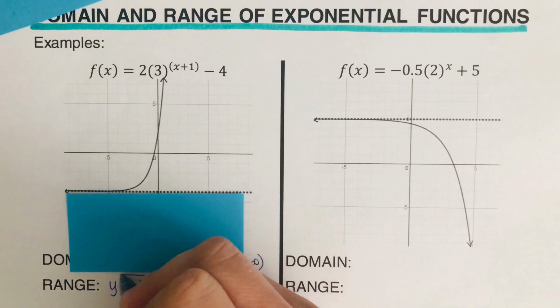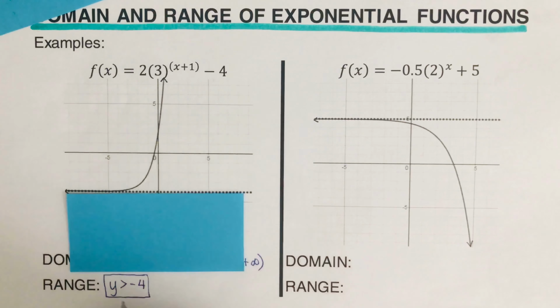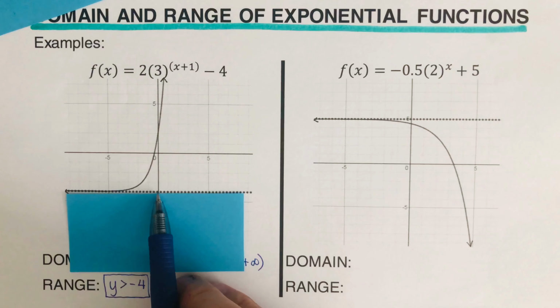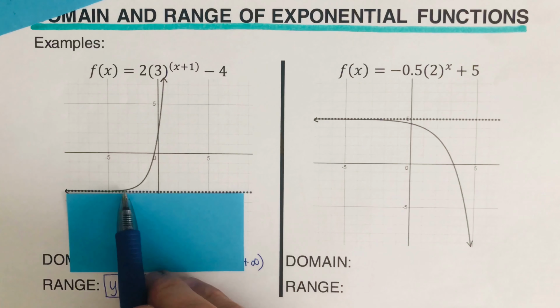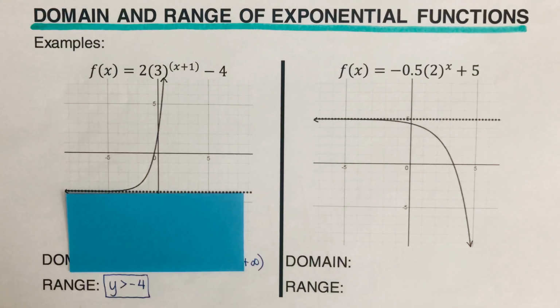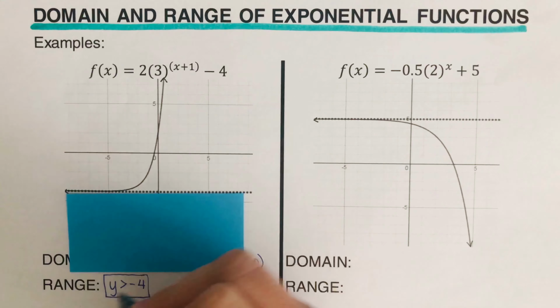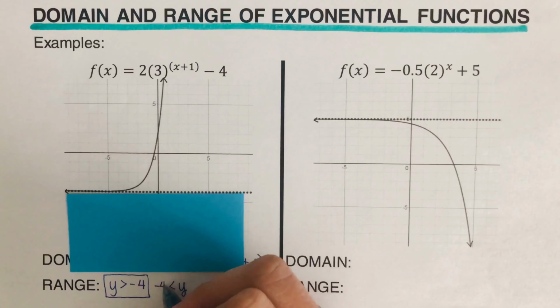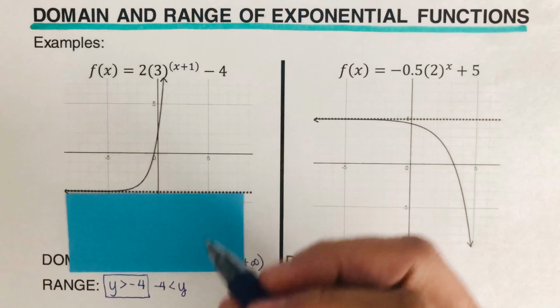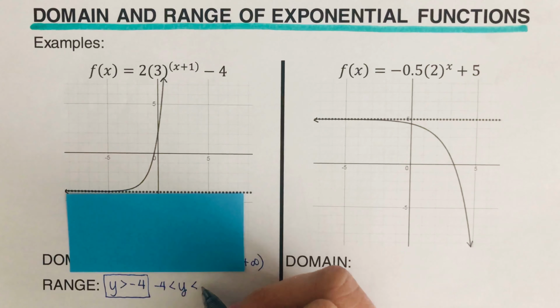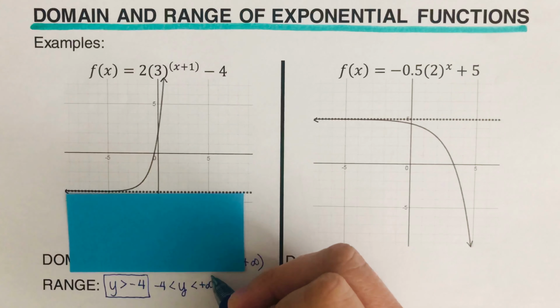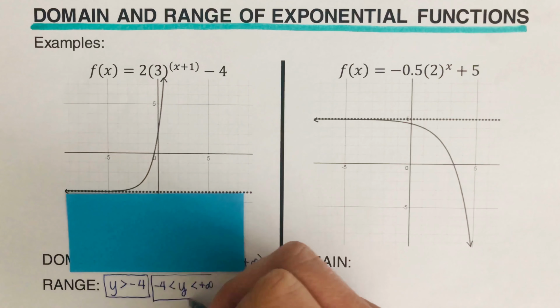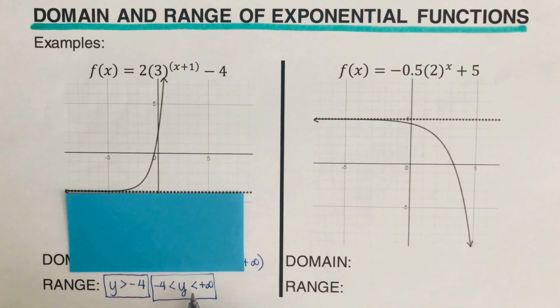Now please remember that in this inequality, it doesn't have a bar underneath because -4 is not included. This graph will not touch -4. It only gets closer and closer to it, but it's not going to touch it. The other way to write the range for this would be y is greater than -4 but less than positive infinity. So if it's infinity, we are going to use less than, or an inequality with no bar underneath.